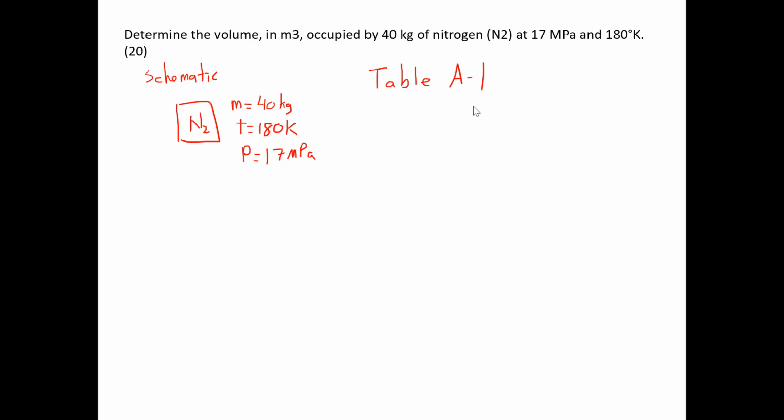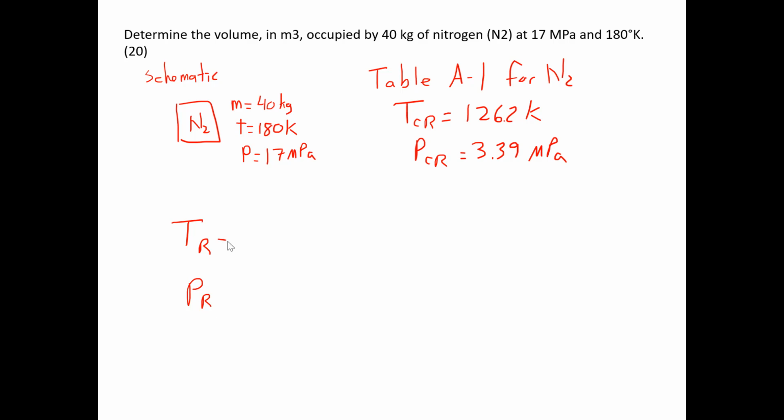If you go to table A1 for nitrogen, you can find that your critical temperature is 126.2 Kelvin and your critical pressure is 3.39 megapascals. From there, you find your reduced temperature and your reduced pressure. So whatever your temperature is, which is 180 Kelvin, divided by the critical, you get 1.43. The pressure, which is 17 megapascals, divided by the critical pressure, which is 3.39, you get about 5.